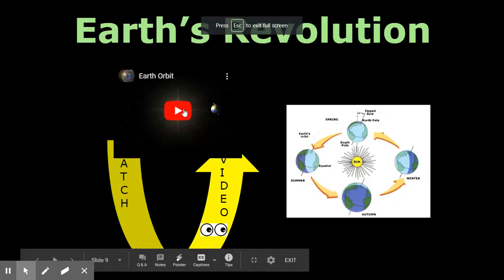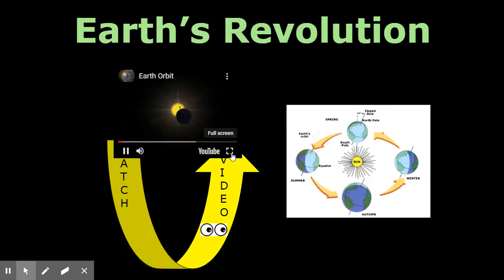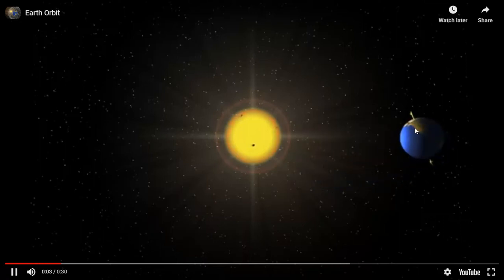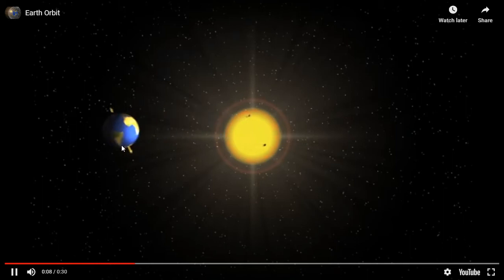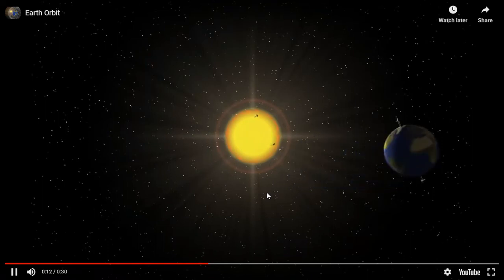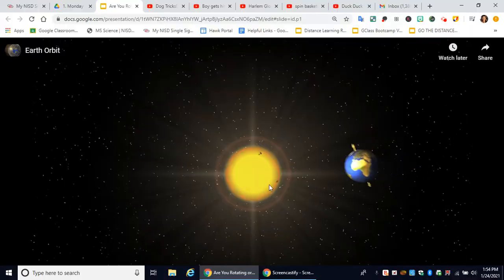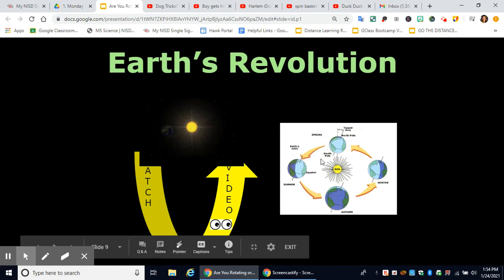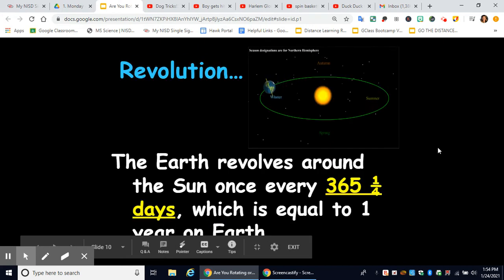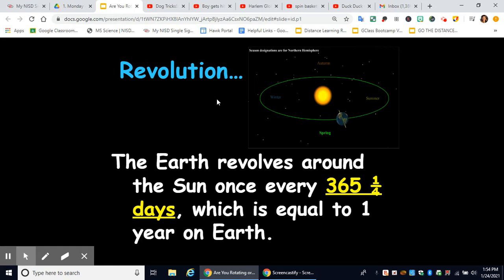Earth's revolution. Earth does a revolution around the sun. It goes around. So revolution is when you go around a fixed object. The Earth revolves around the sun once every 365.25 days, which is equal to 1 year on Earth.